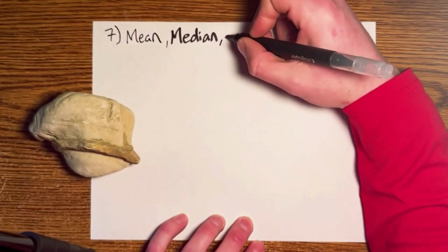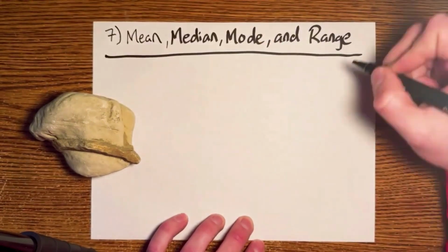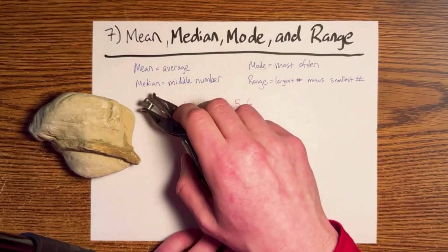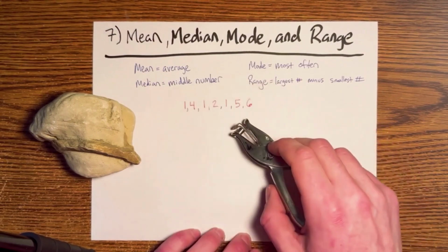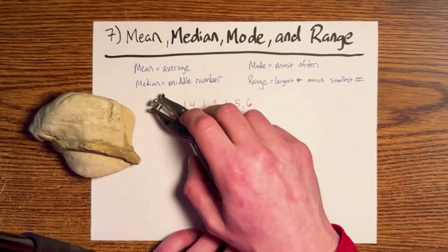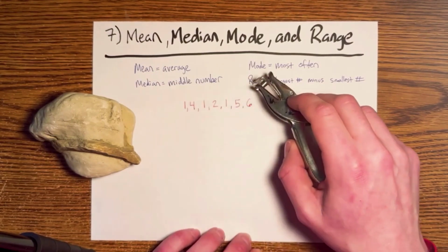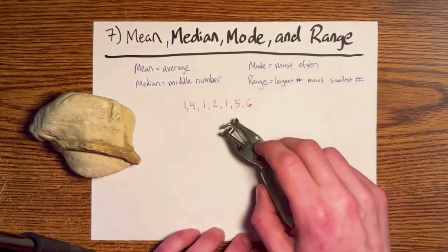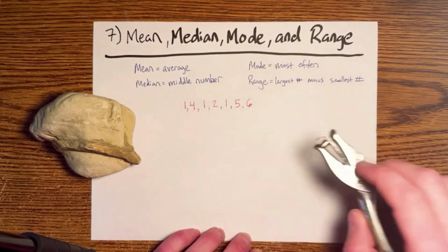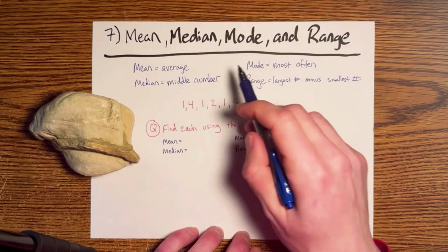Number 7, mean, median, mode, and range. When you're given a set of numbers like this, you may be asked to find the mean, median, mode, or range of that set of numbers. The mean, you may recall, is the average of that set of numbers. The median is the middlemost number. The mode is the most often occurring number. And the range is the largest number minus the smallest number. Let's use this data set to find each of these.